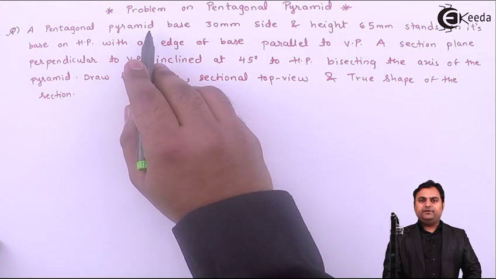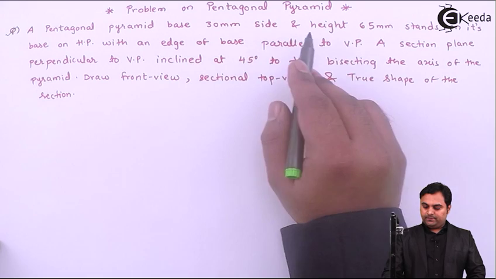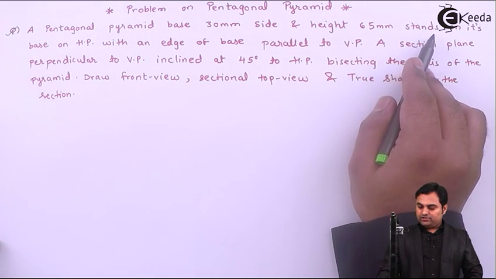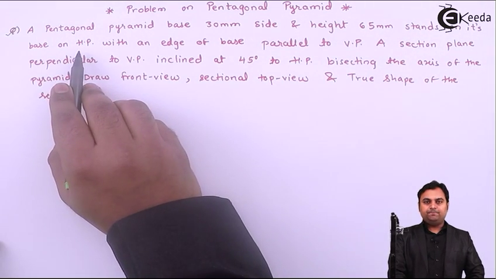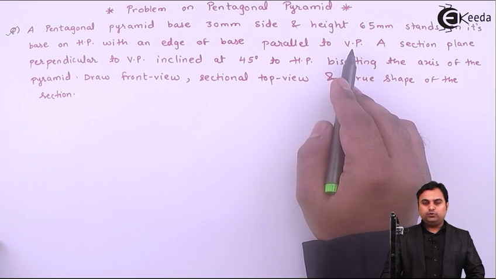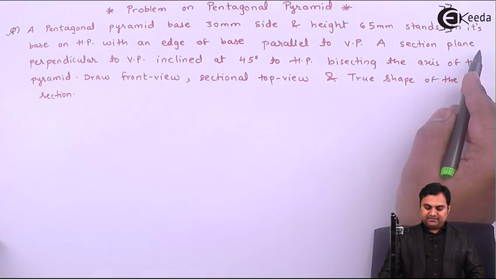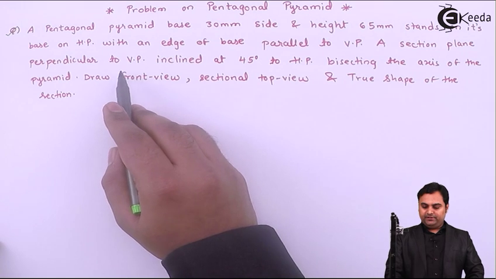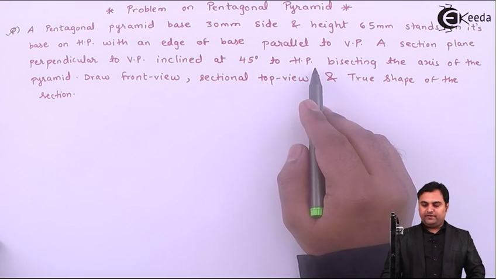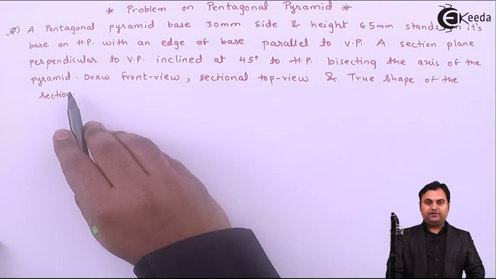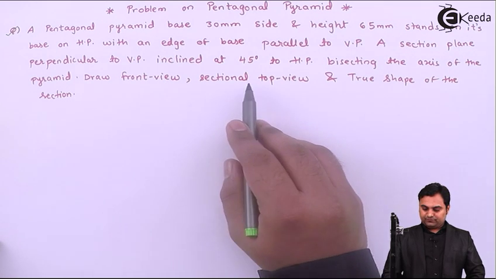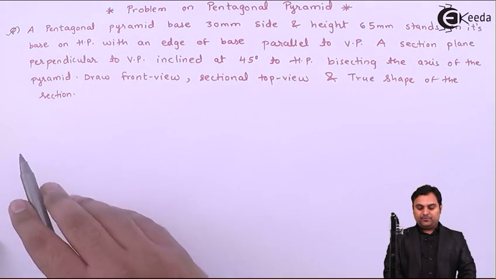A pentagonal pyramid, base 30 mm side and height 65 mm, stands on its base on HP with an edge of base parallel to VP. A section plane perpendicular to VP, inclined at 45 degree to HP, bisecting the axis of the pyramid. Draw front view, sectional top view and true shape of the section.